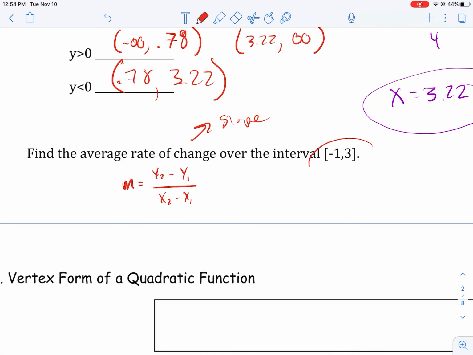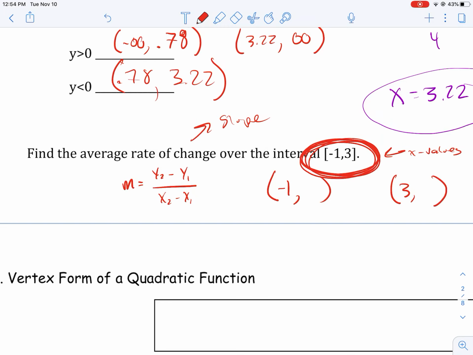Right here, these are domain values, so these are x values. In order to use this, I've got to figure out the rest of these points. My one point is -1 comma something, and the other point is 3 comma something. To find my output, I'm going to use these values as my input. So when x is equal to -1, what is y equal to? Now I'm going to cheat and plug this into my y equals.